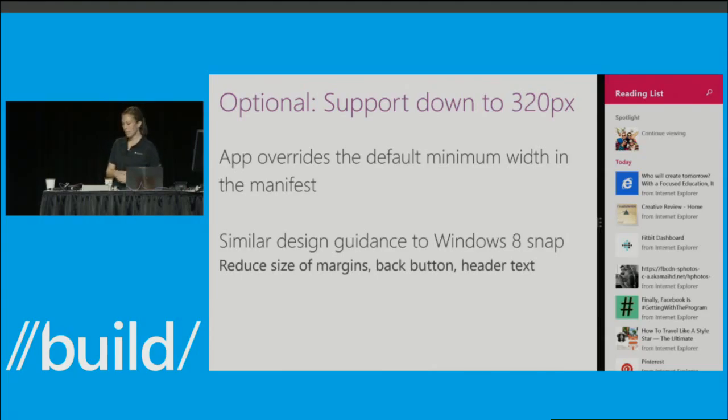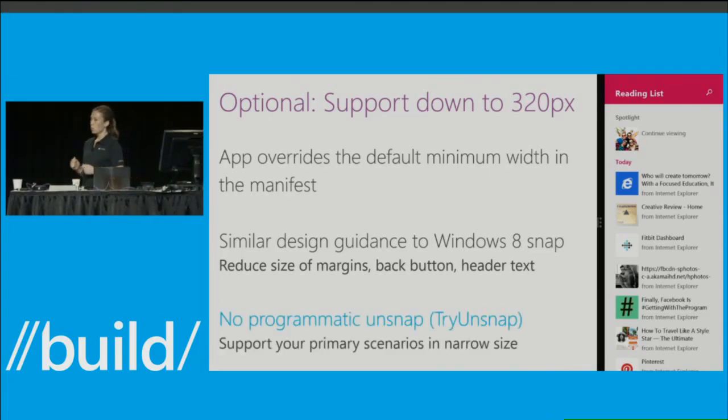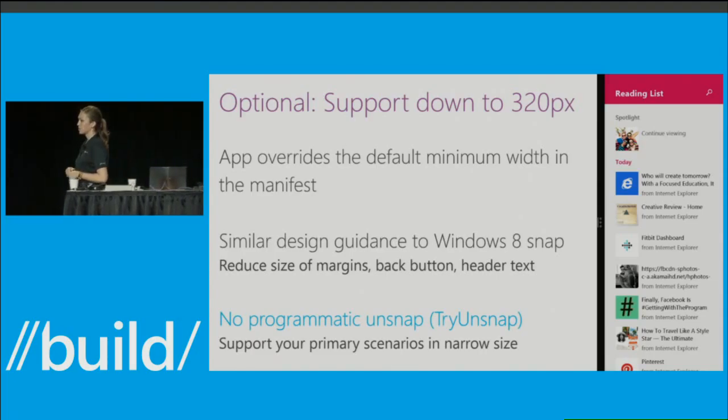Now there's one big difference between Windows 8 Snap and the new narrow optional minimum in 8.1, and that is no more programmatic unsnap. So neither Windows 8 apps or 8.1 apps can use try unsnap in Windows 8.1. So that means that if a user needs more functionality or more content in your app, they are the ones to resize the window. And that's why it's so important to support your core scenarios at the narrow window size if you opt into that window size.